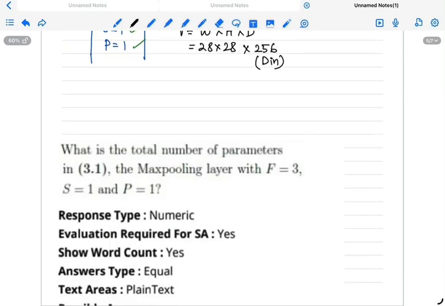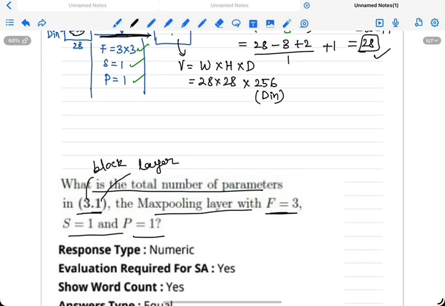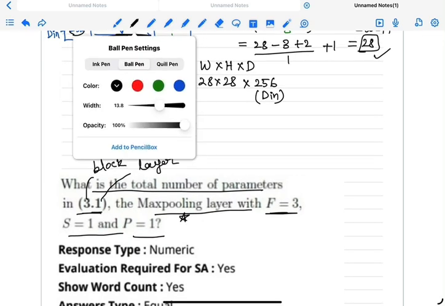And the continuation of the above question: what is the total number of parameters in 3.1, that is the third block? 3 represents block 3 and 1 represents layer 1. The max pooling layer with filter size 3, stride 1, padding 1. What is very important is that the given layer is a max pooling layer.